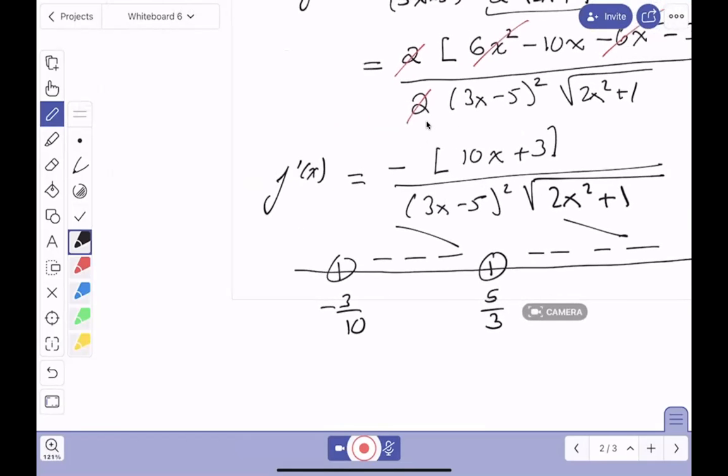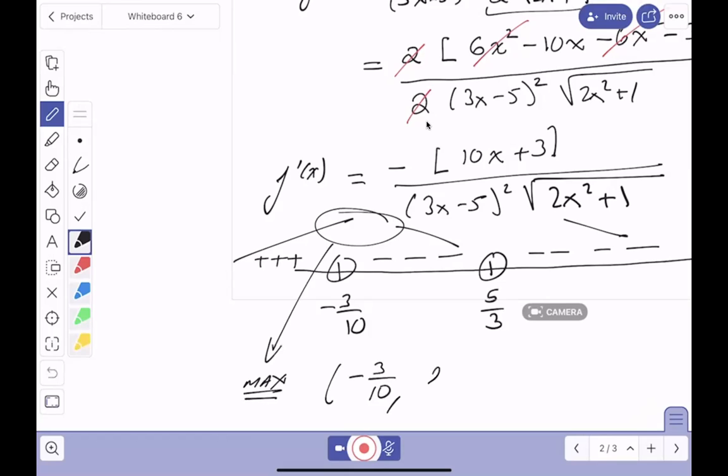If you took a number below -3/10, like -1, you would get a positive on top, and the bottom is always positive. So what am I seeing now? I'm seeing a maximum here. Where does the maximum occur? At -3/10, f of -3/10.